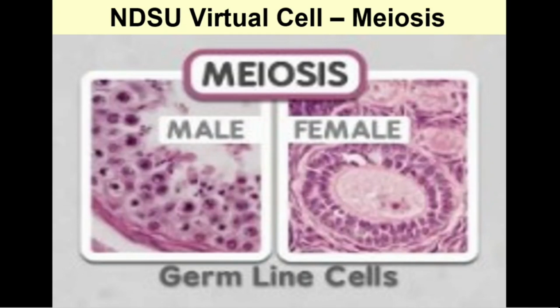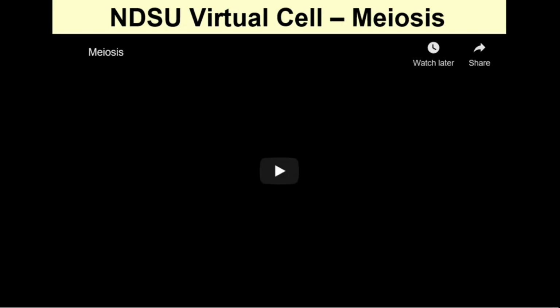So what I want to show you next is the animation from the NDSU virtual cell again, and this will run through the stages of meiosis. So look out for those key points, where you get genetic variation, and then also where we get the reduction of chromosome number. And just like in the animation for mitosis, she will move through it quite quickly to begin with, and then go through each stage more slowly, and then recap again at the end. Have a look through this, and then we will have a catch up afterwards.